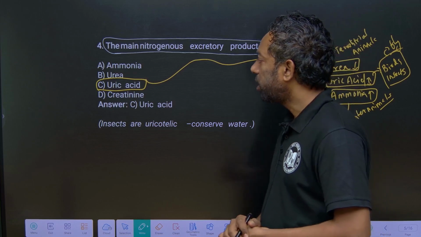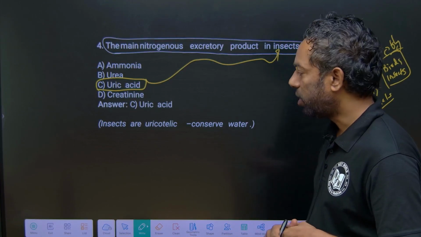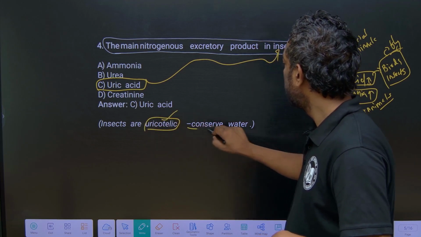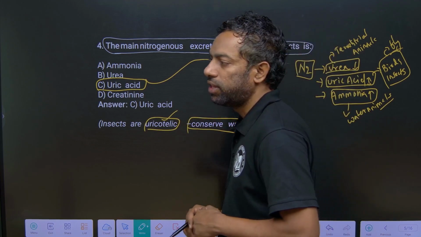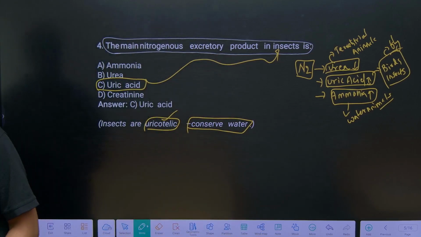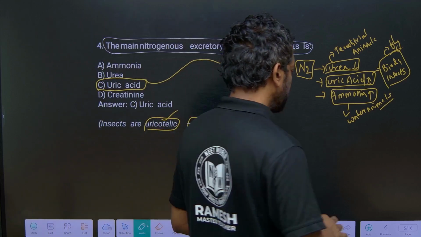Urea and ammonia are different. Creatinine is the waste product of muscle build-up. Insects are uricotelic species and conserve water. Of course, a lesser amount of water is required for uric acid elimination. This is also an innovative question, guys. They might ask you such questions.